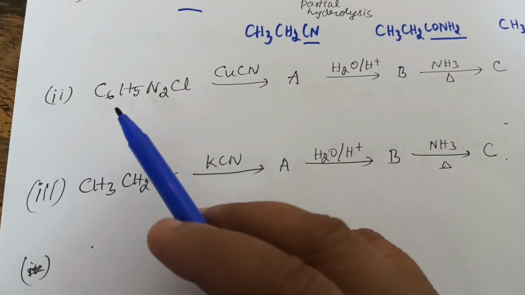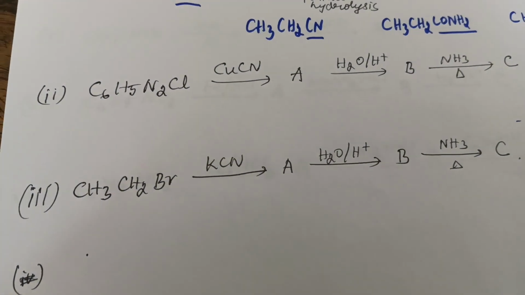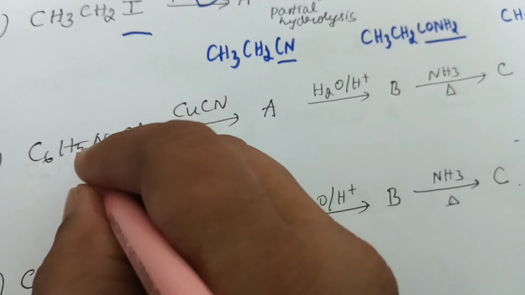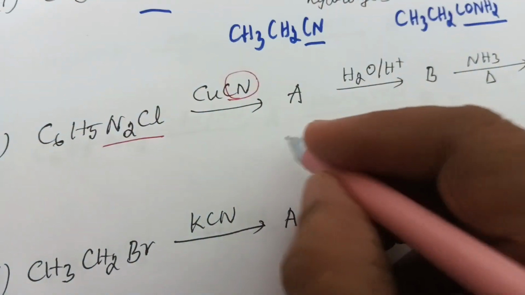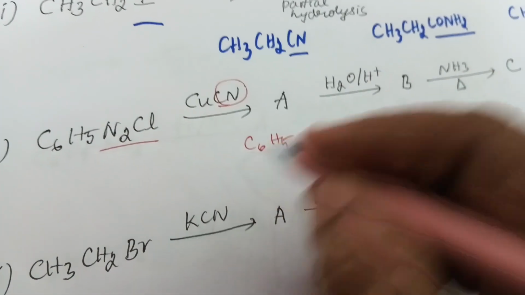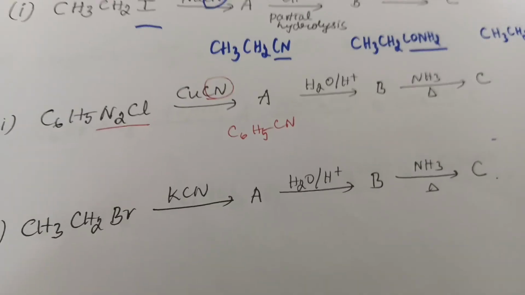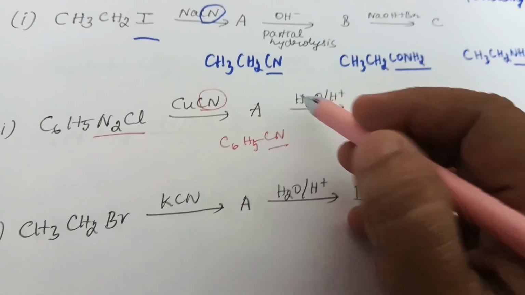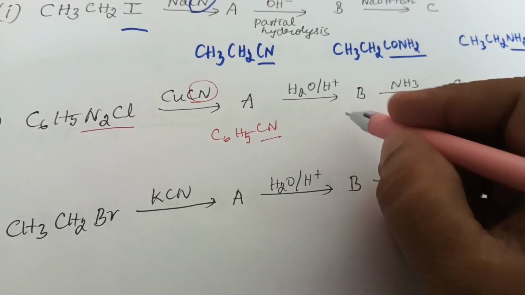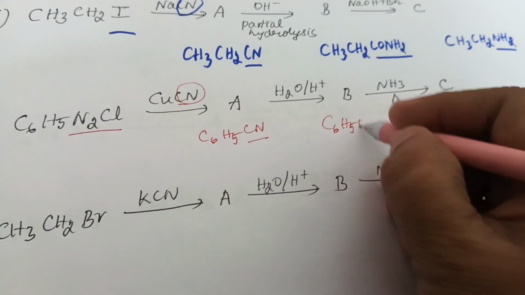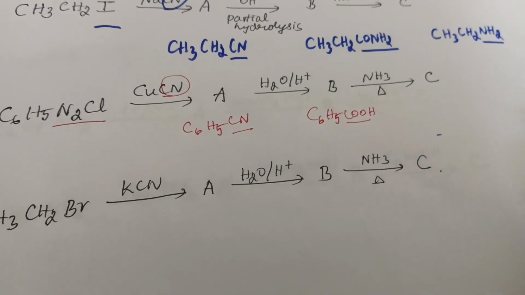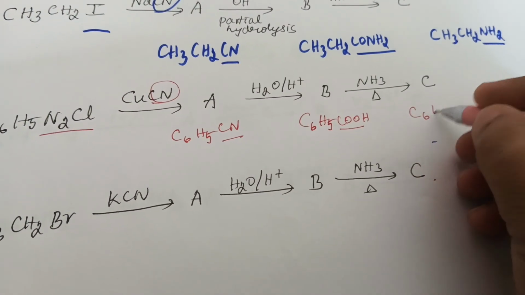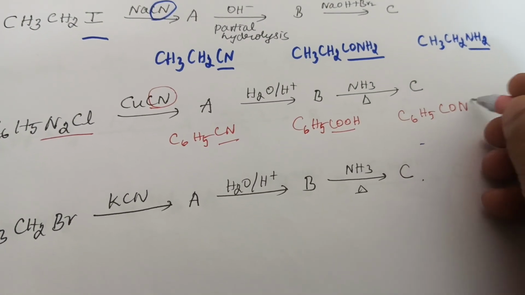Okay, now the second question. C6H5N2Cl, that is a diazonium salt, in the presence of copper cyanide. So here that N2Cl will be substituted by cyanide. What type of reaction is it? It is a Sandmeyer reaction. So this again, cyanide on hydrolysis. Here there is no word of partial, so complete hydrolysis. On complete hydrolysis, cyanide gives carboxylic acid. So this carboxylic acid in the presence of ammonia on heat gives amide. So here it is C6H5CONH2.